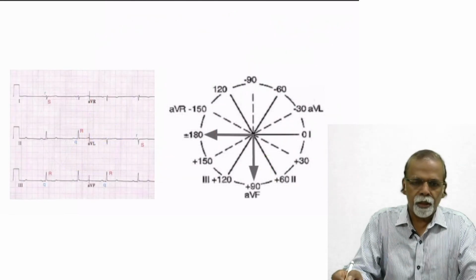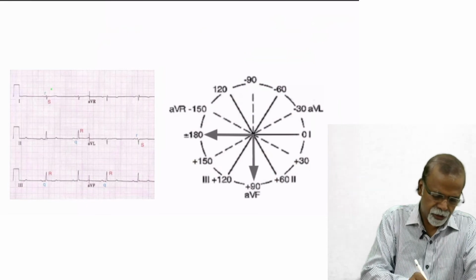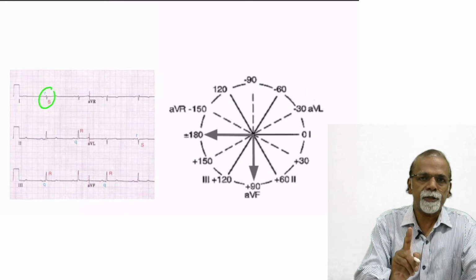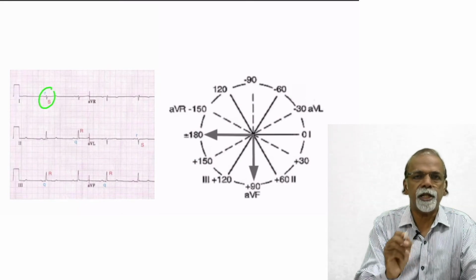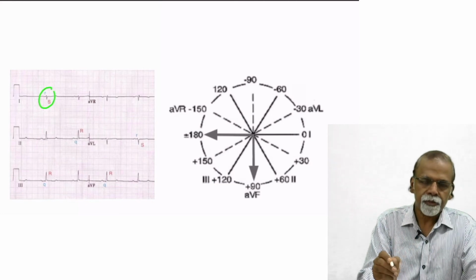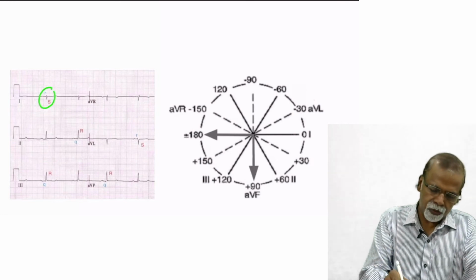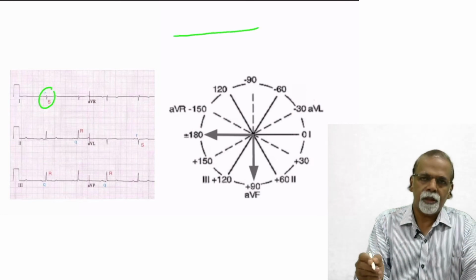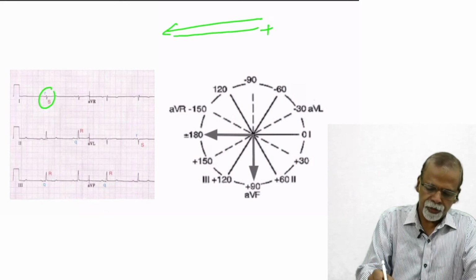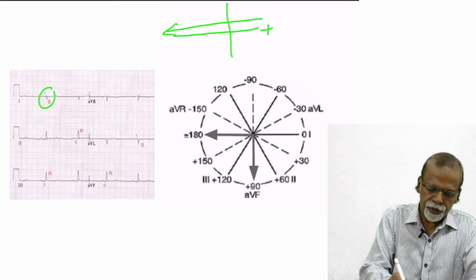Okay, let us see the second case. Here again look at lead 1. Lead 1 is predominantly negative here. So what does it mean? The current is going in the direction opposite to the positive pole. You draw lead 1. This is the positive pole. The current is going in this direction, so that is why you are getting the negative deflection.